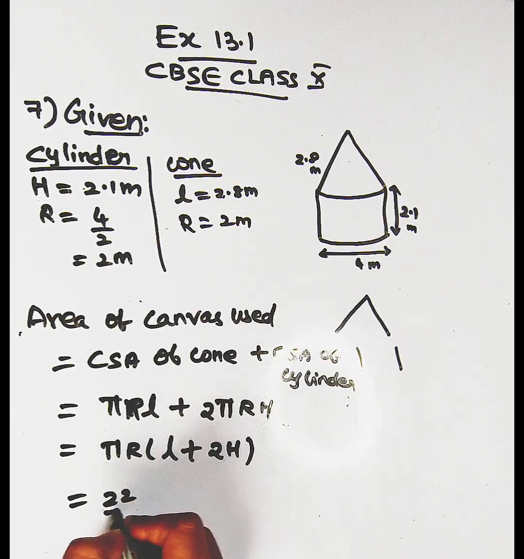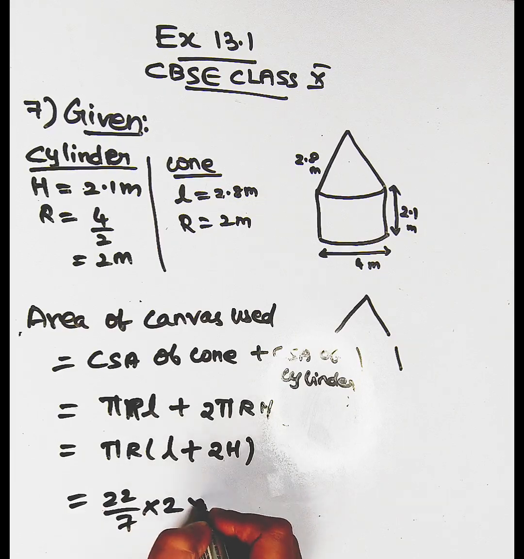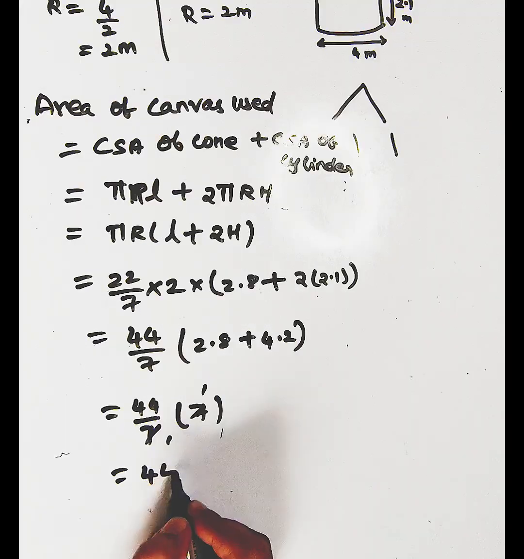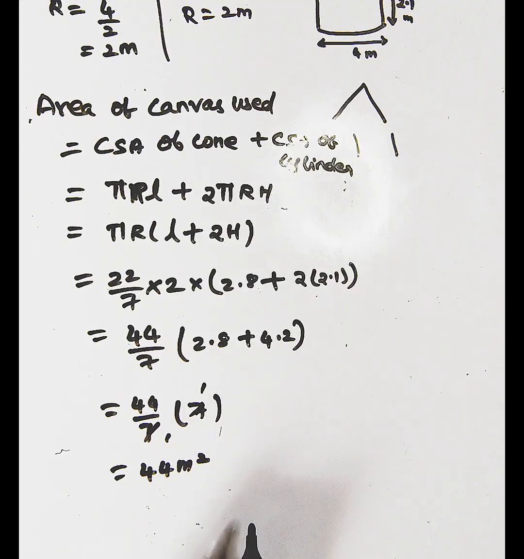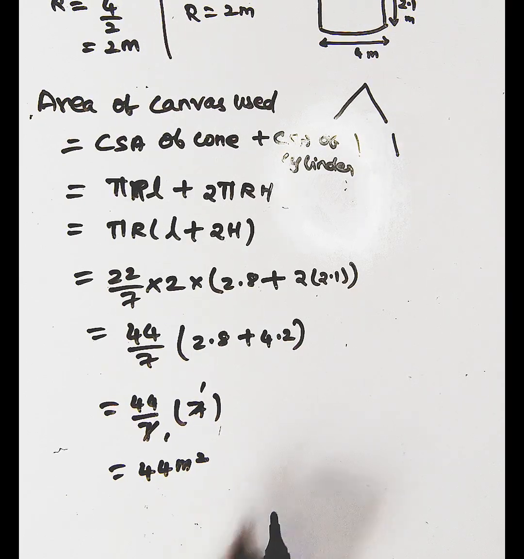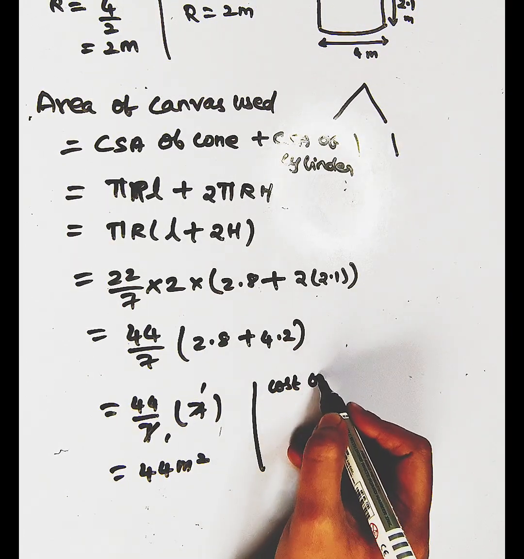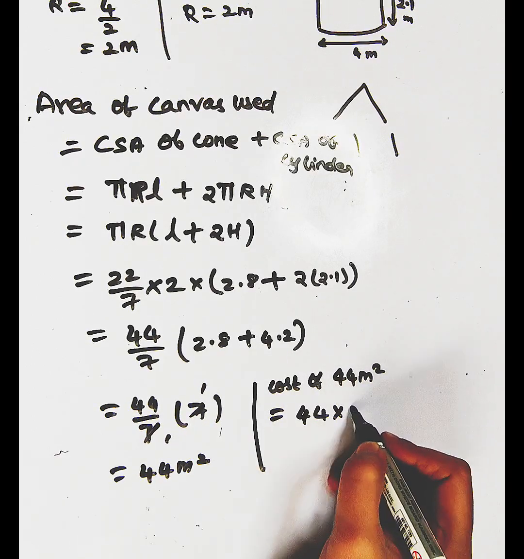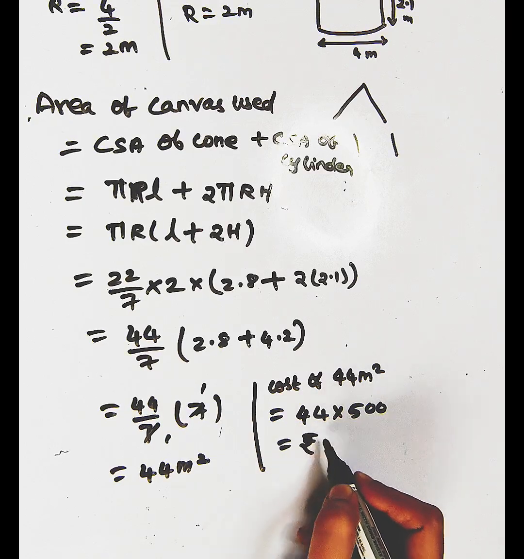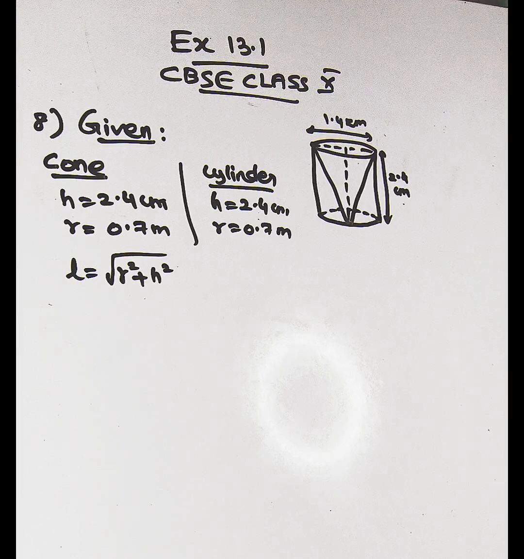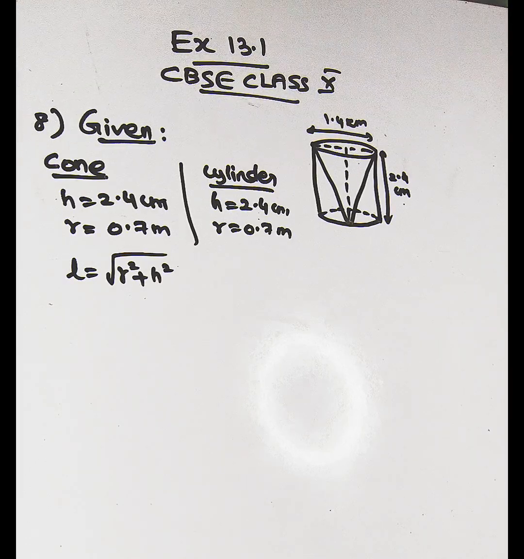Substitute the values: 22 by 7, radius is 2, into slant height is 2.8 plus 2 into height 2.1, we get 44 meter square. The cost of 1 meter square canvas is 500, so the cost of 44 meter square is 44 into 500, that is rupees 22,000.